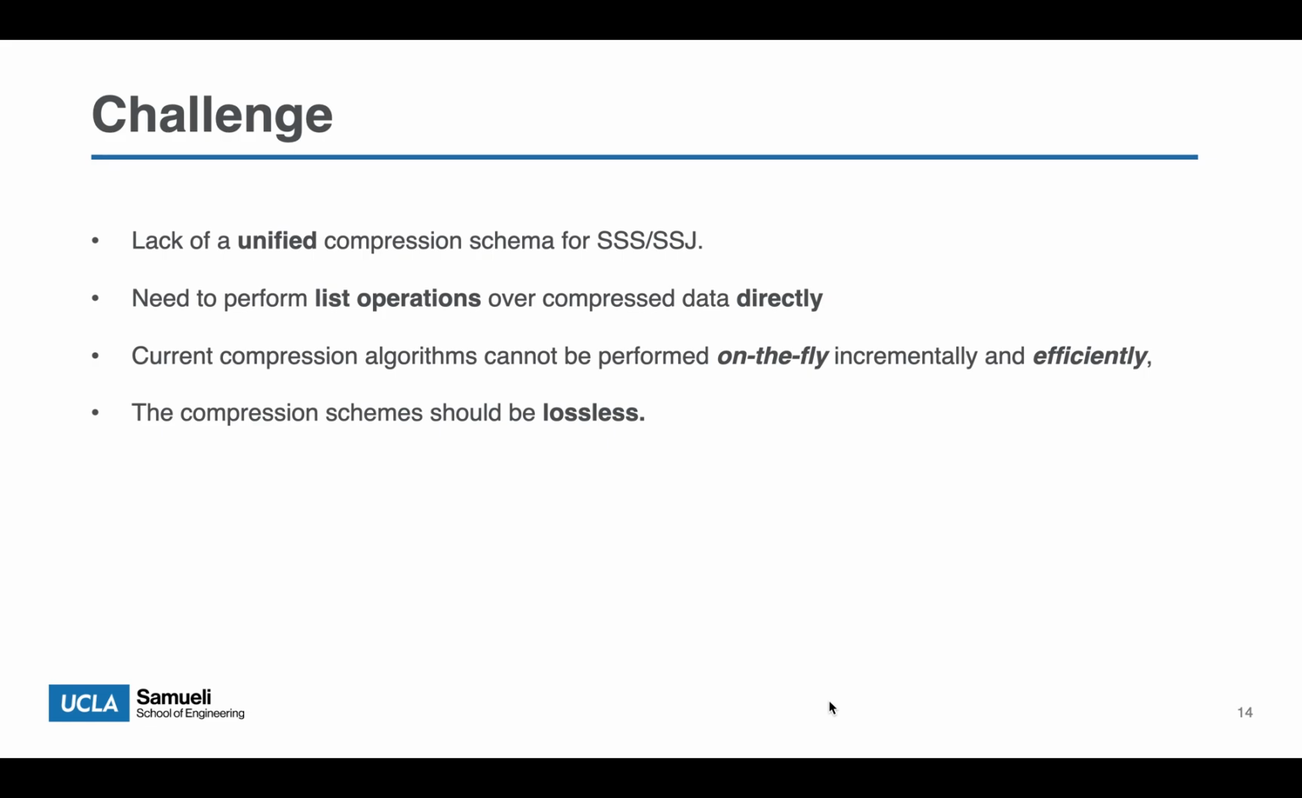So all of these motivations pose some serious challenges that our work aims to solve. First, there is a lack of a unified compression schema for string similarity search and join. Second, we need to perform list operations over the compressed data directly. Third, current compression algorithms cannot be performed on the fly, incrementally and efficiently, which is a critical requirement for string similarity join because this affects users' experience. And finally, the compression scheme should be lossless, so time series compression methods cannot be used here.